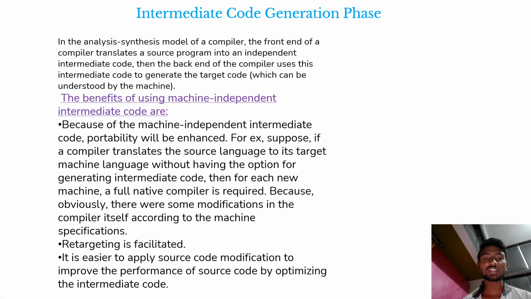The intermediate code generation phase. In the analysis-synthesis model of the compiler, the front end of the compiler translates a source program into a machine independent intermediate code. Then the backend of the compiler uses this intermediate code to generate the target code, which can be understood by the machine.